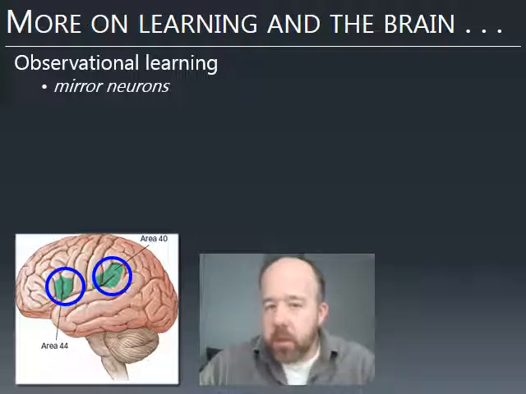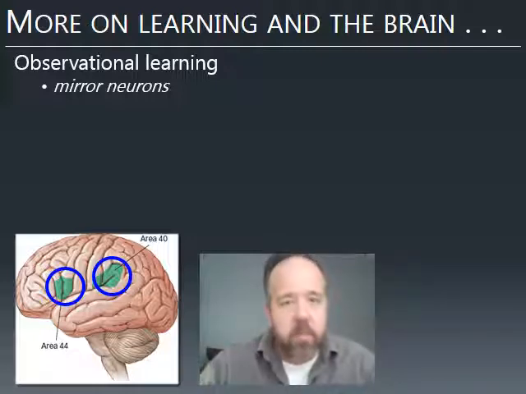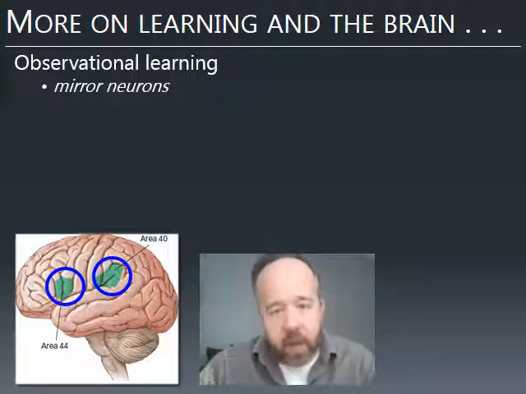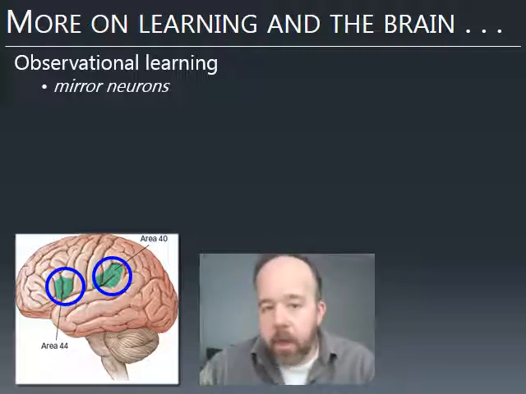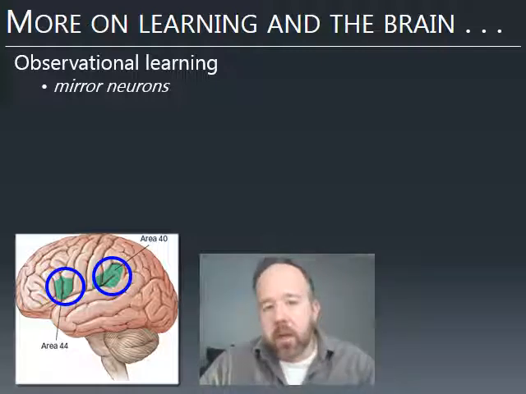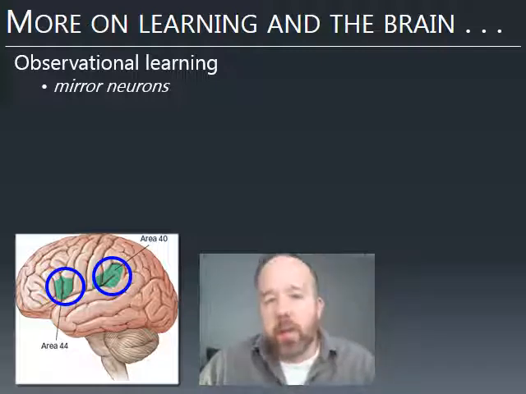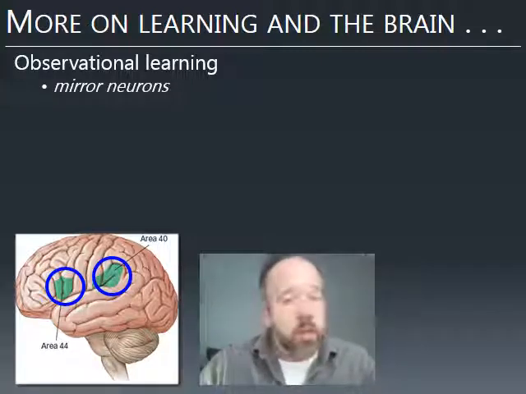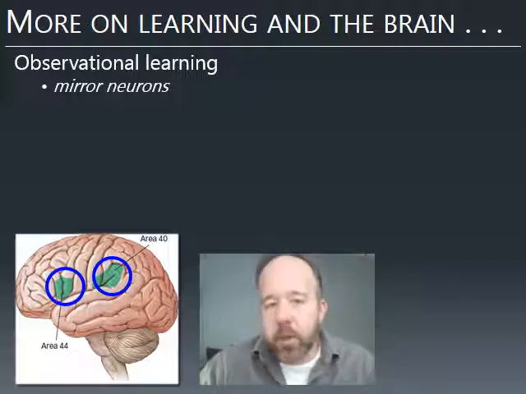But what these neurons do is they become active whenever you engage in a certain action. So when you reach out to grab something, for example, or you move your body in a particular way, these neurons exhibit activity. And you might say, well, that's not surprising. Whenever we move our bodies, we're going to have neural activity that corresponds to that movement. And that's true. But these mirror neurons also become active when someone else makes the same action.